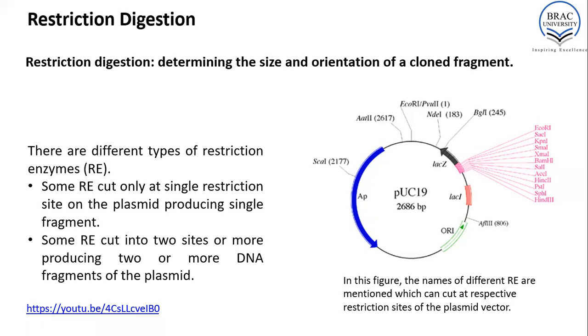But there is something important about restriction: some restriction enzymes have just a single restriction site in the plasmid. So they cut and make a single fragment of the whole plasmid. But some restriction enzymes have multiple restriction sites in the plasmid. They can have 2 or 3, or sometimes maybe 4, so they can cut the plasmid into 2 or 3 fragments. So we need to get this information before proceeding to the restriction digestion step. And we need to know which enzyme is cutting at which position, and what the band sizes would be.